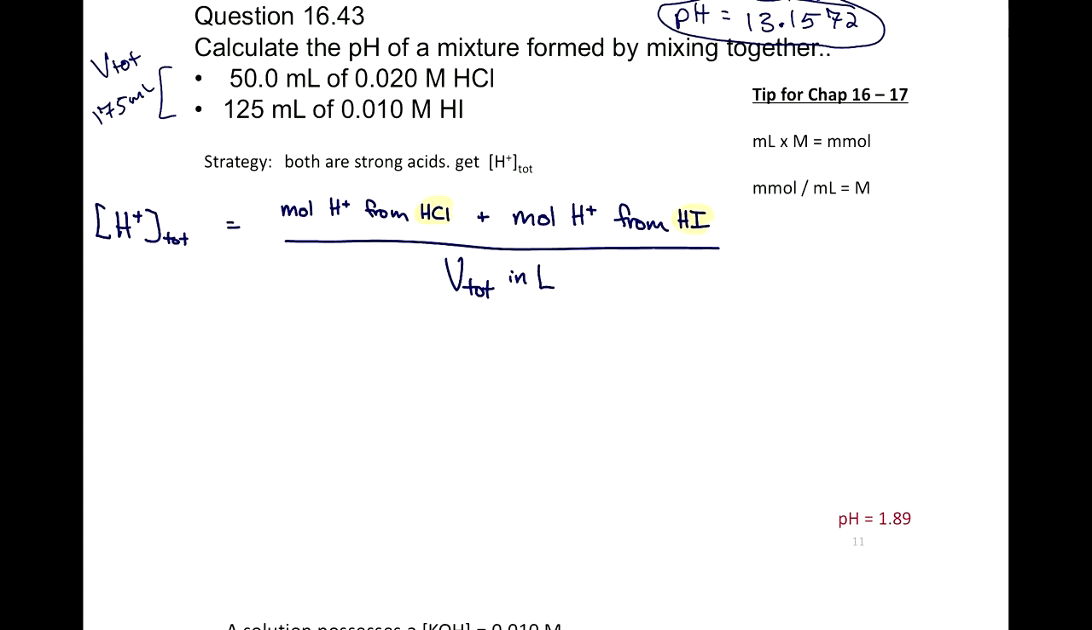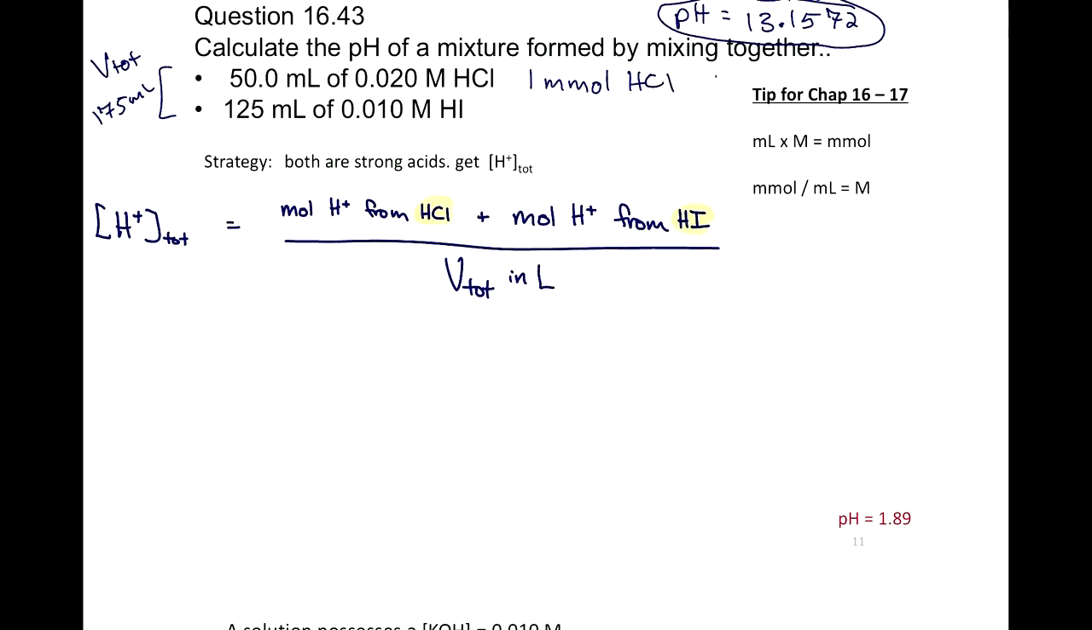So this question gets simplified because all we need to do is multiply these two numbers together. If I take 50 milliliters times 0.02 molarity, I get that there is 1 millimole of HCl present.